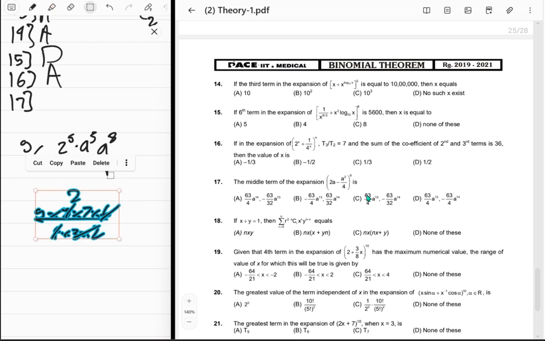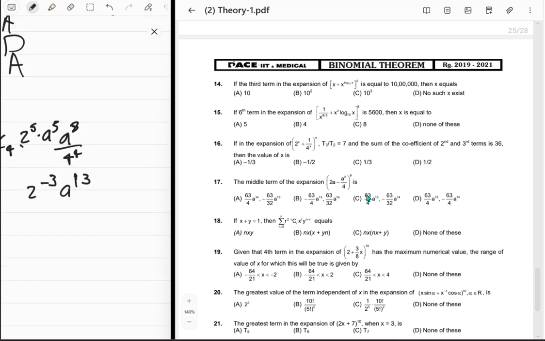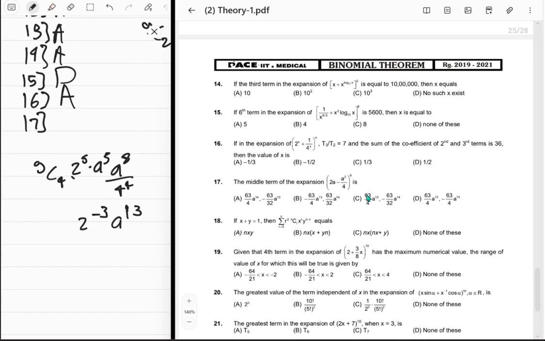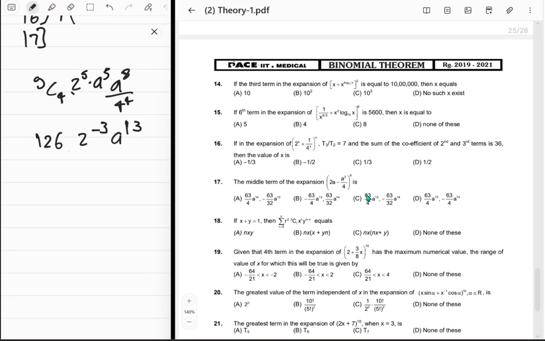Okay, now this thing is 2 power 5 upon 4 power 4, it's 2 power 5 upon what? Upon 2 power 8. So that will be 2 power negative 3. And then you got a power, what is this? 5 and it's 13. So yeah, then you got 126 right there. The other term, well, we'll deal with that later on.